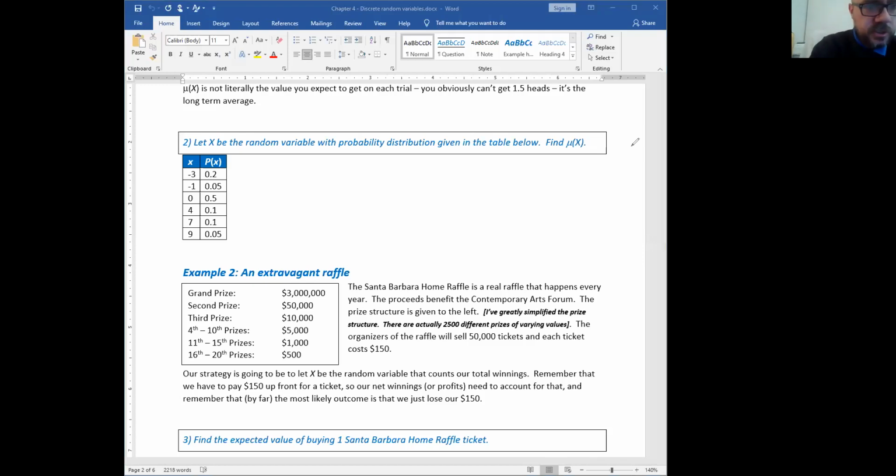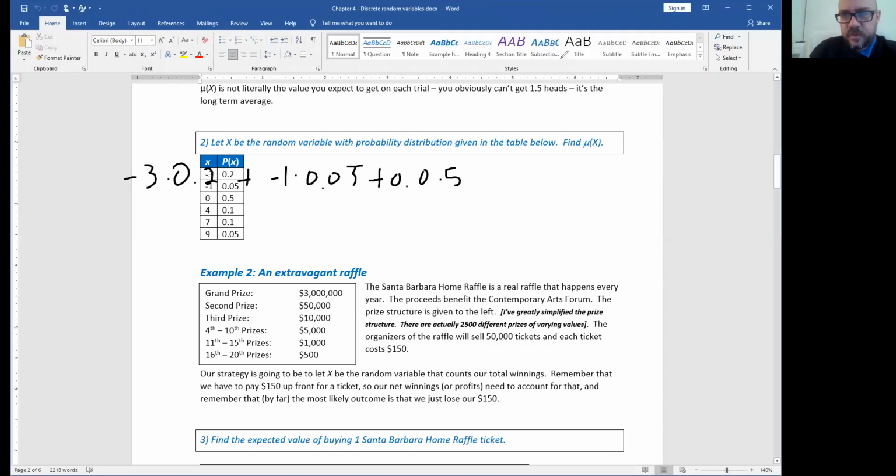What we're going to do here is -3 times 0.2 plus -1 times 0.05 plus 0 times 0.5. Oh, I'm going to need a much bigger screen for this, pardon me. Shoot. All right, I'm going to undo that. We'll just do it on 2 lines instead.